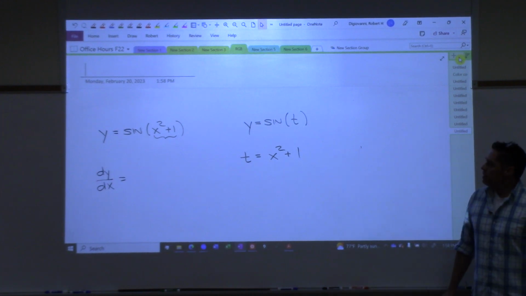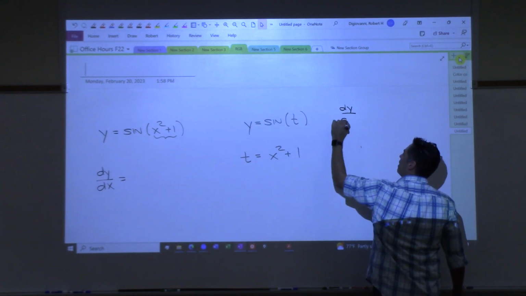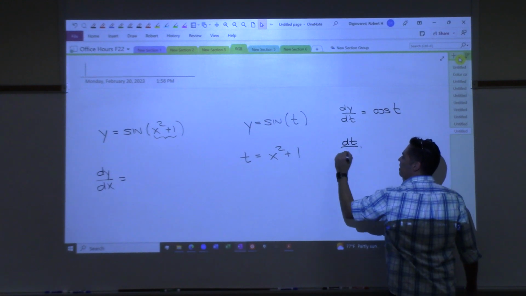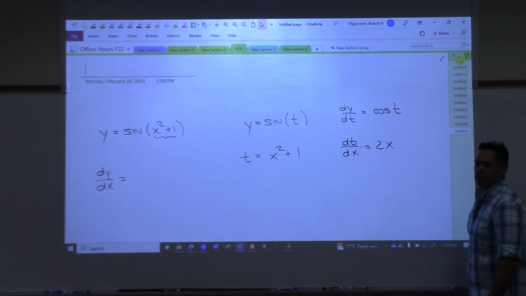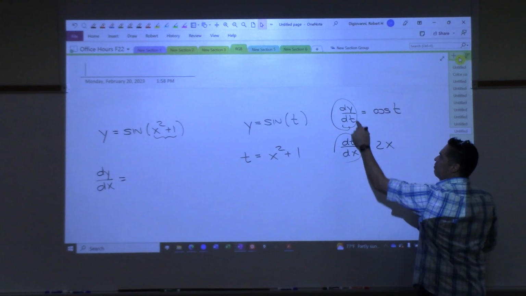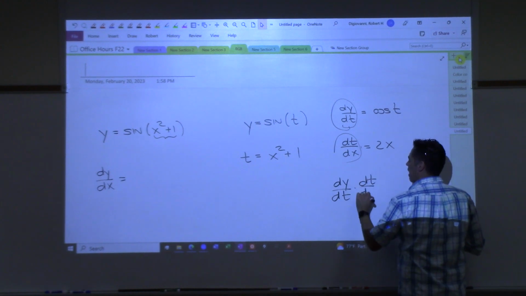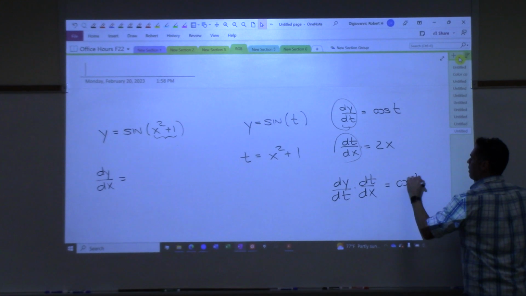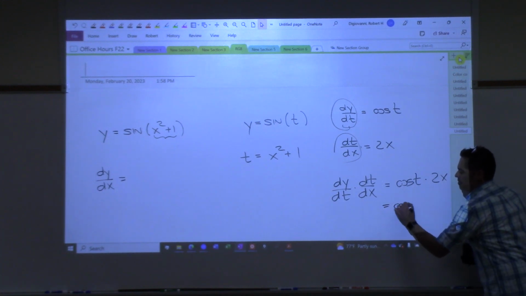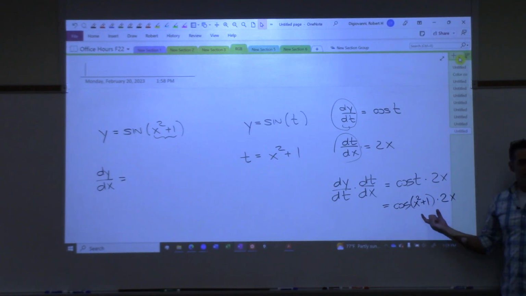And then you can use this differentiation where you take the derivative of y with respect to t, because that's the variable t, that would give you cosine t. And then here you take the derivative of t with respect to x, which would give you 2x. And then what you do is you multiply these two together. dy/dt times dt/dx would be cosine t times 2x. That's what would happen if I multiply those two together. And if I rewrite this, replacing t with what was t? X squared plus 1. Isn't that the answer we would have gotten doing chain rule? Yes.